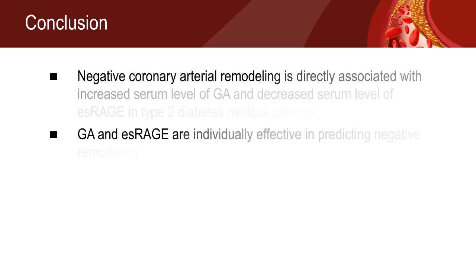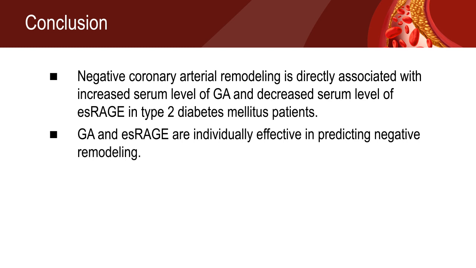The results of the study concluded that negative coronary arterial remodeling is directly associated with increased serum level of glycated albumin and decreased serum level of endogenous secretory receptor for advanced glycation end products in type 2 diabetes mellitus patients. Glycated albumin and endogenous secretory receptor for advanced glycation end products are individually effective in predicting negative remodeling.